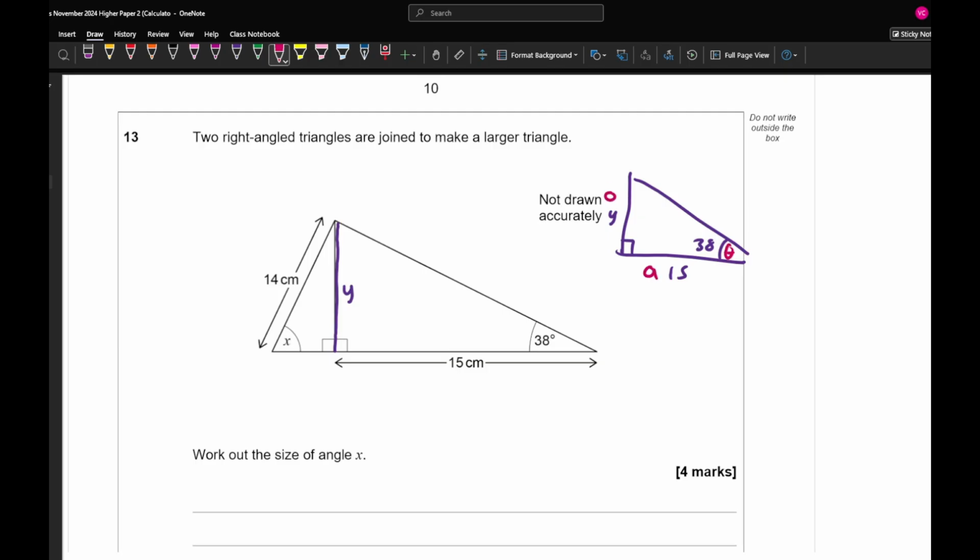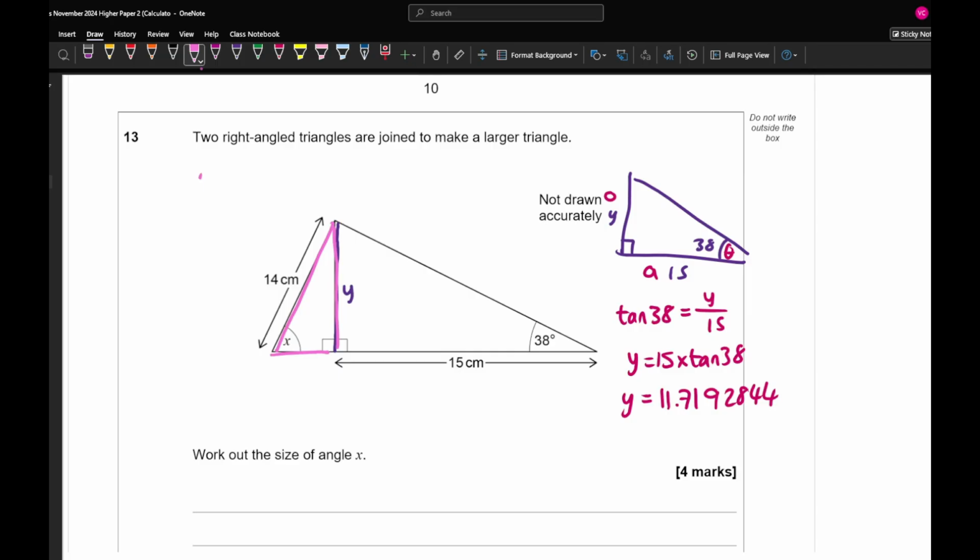So which trig ratio uses o and a? That's going to be tan. So I've got tan 38 equals y over 15. So y is going to equal 15 times tan 38, which if I type into my calculator gives me an answer of 11.7192844.